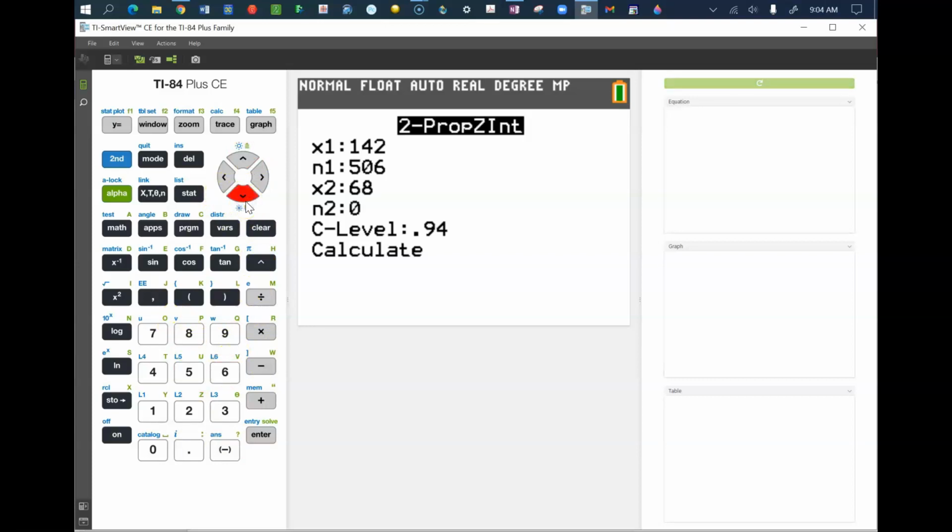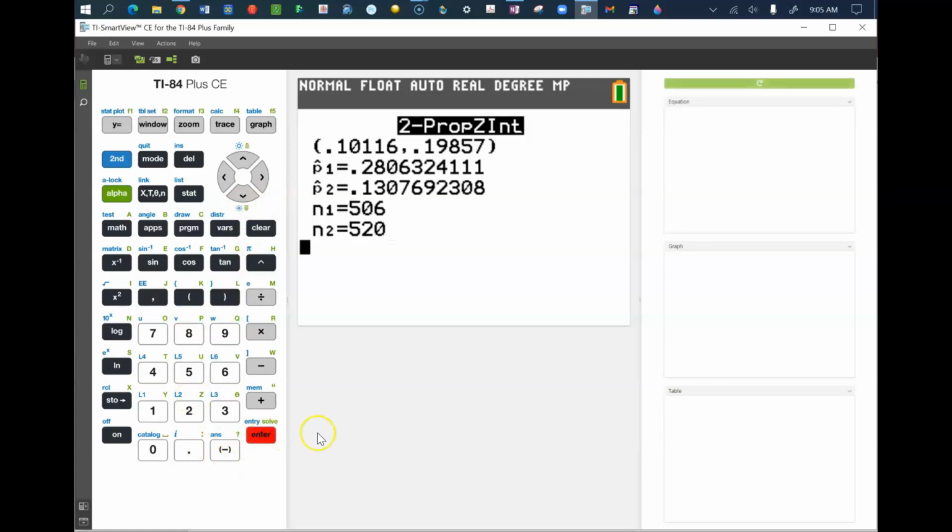And this is going to change our results slightly from what we would get if we did it by hand. But if you're going to use a calculator, you have to do this. Sample size 520, level of confidence 0.95, and we're going to calculate this. The College Board will accept those slight differences. You will see sample proportion p1, 0.28 approximately, sample proportion p2, 13% approximately, and that calculates our confidence interval for you.